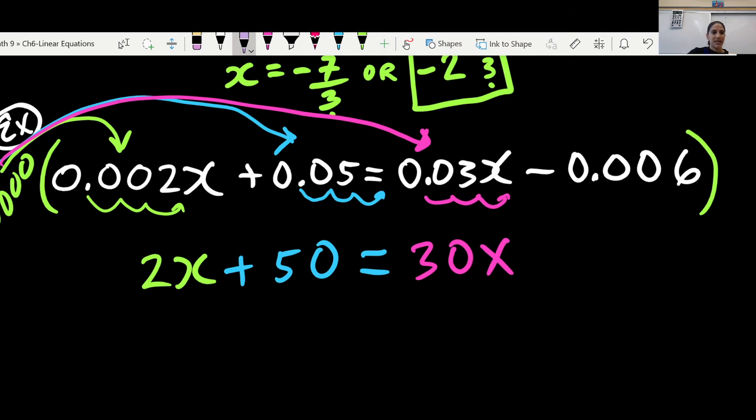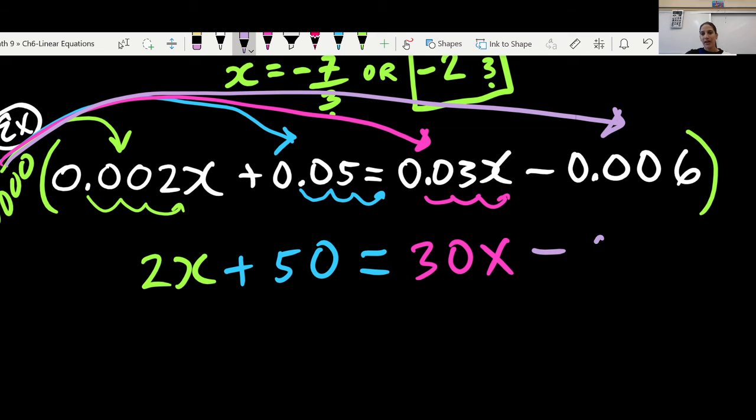And then on to my last one, I'd go back to the 1,000 and I'd distribute it here. So I would have minus 6. So you can see that this colorful equation here is much easier to work with than all the decimals and the terms that we had up above.